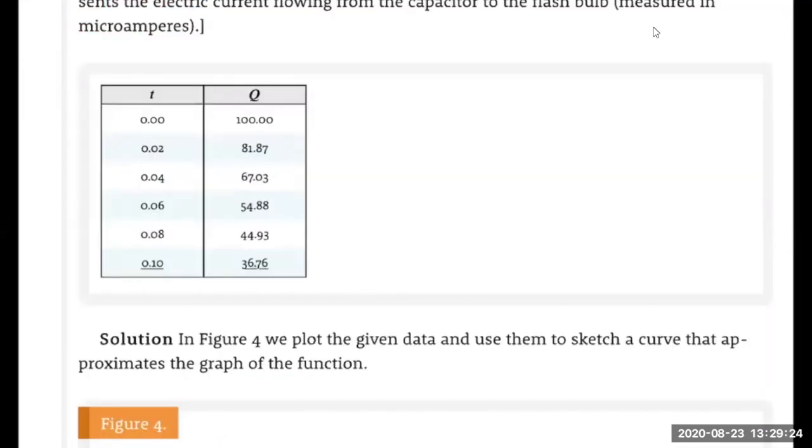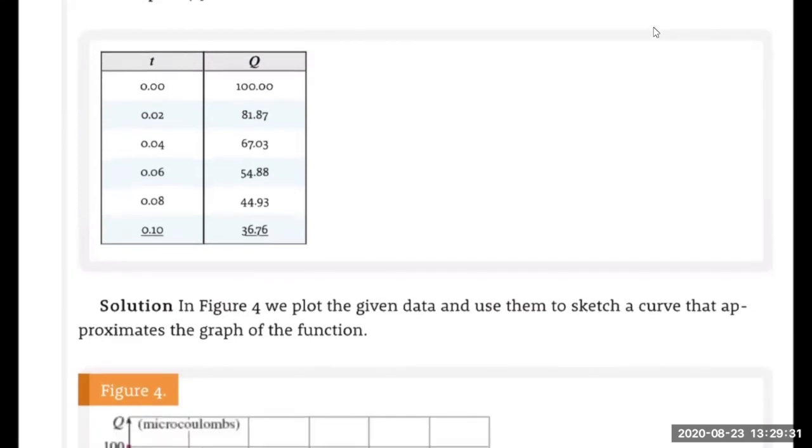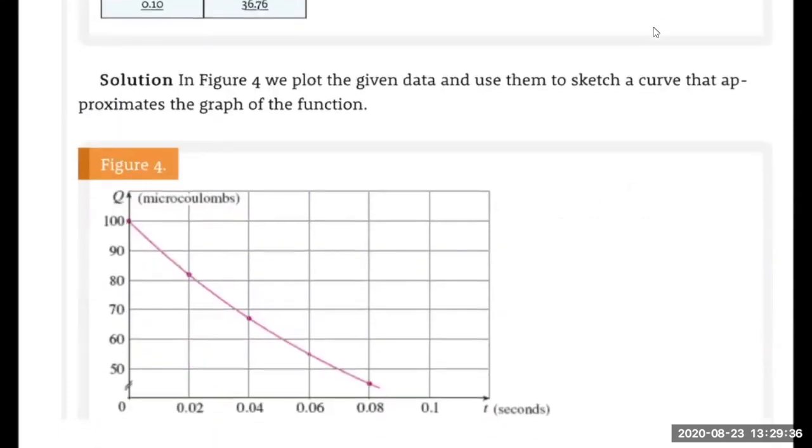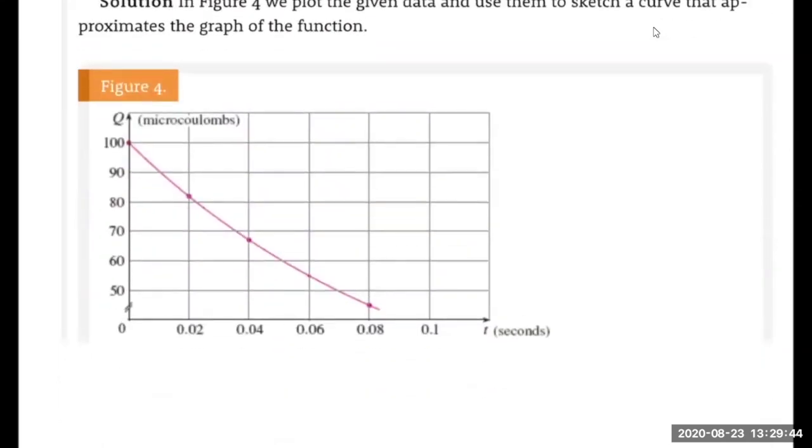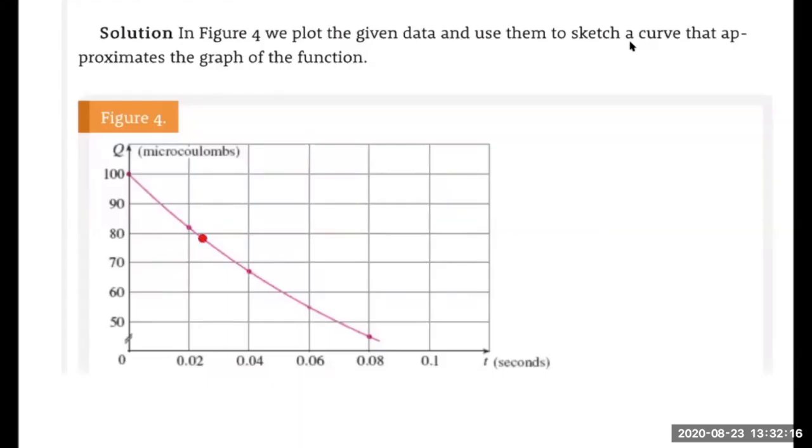So we use the data in this table, and then we sketch a curve to approximate the graph of the function. We have 5 data points here, and we connect the dots and graph to approximate the graph of this function. So we want to find the slope of the tangent line at this point.